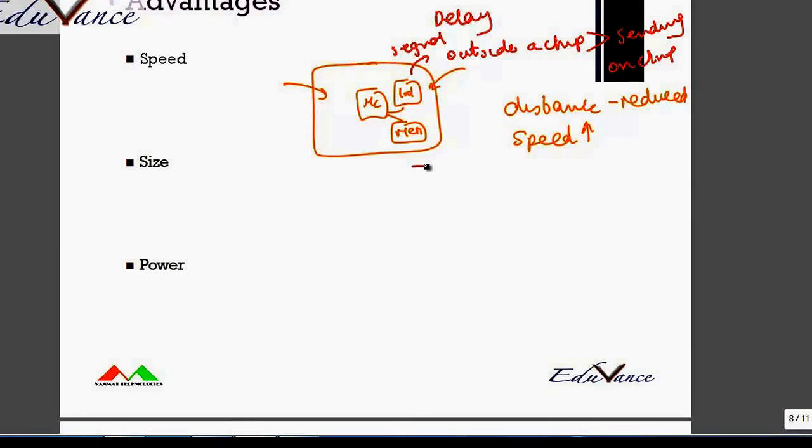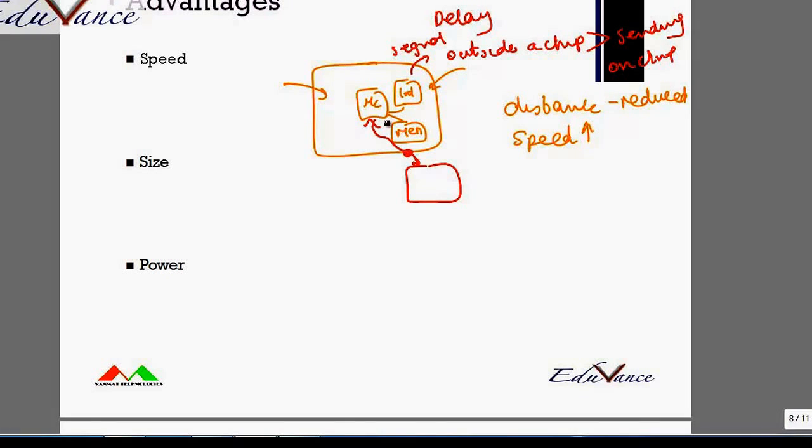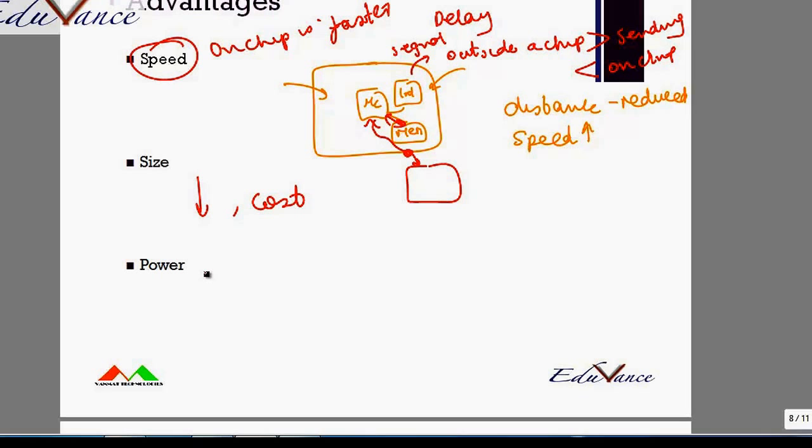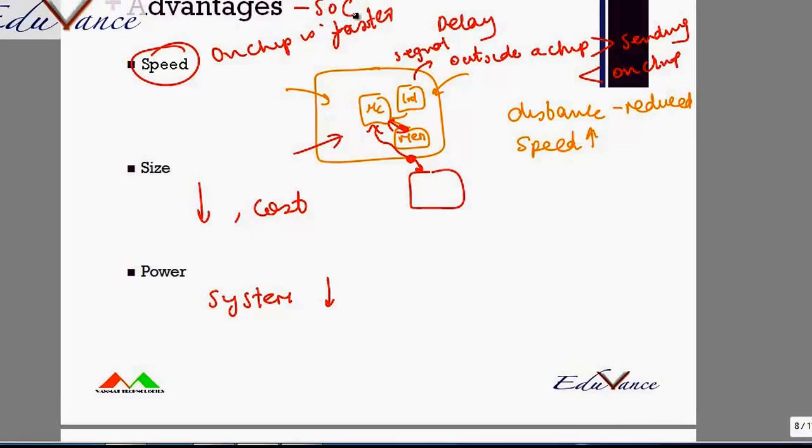Previously the memory was outside, so the microcontroller would have to send the signal outside the chip, but now it's sending it on chip. Hence, since the delay is much lower, doing it on chip is faster. Second, obviously, since everything is coming inside, my size reduces, hence my cost reduces, and also since everything is on chip, my power of the system also reduces. So these are a few advantages of using an SOC.